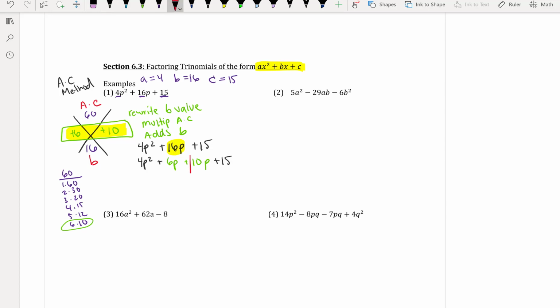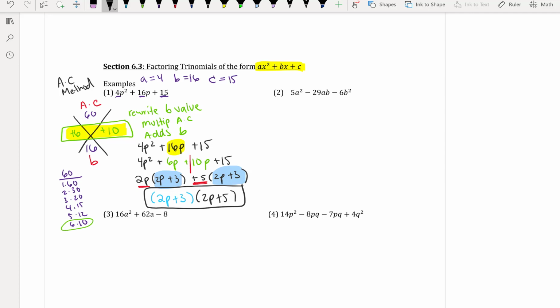So when I split it in half, the first two, what they have in common looks like it's a 2p. So I'm left with a 2p plus 3. Over here, it looks like I have a 5 in common, so I'm left with the 2p plus 3. So I can definitely see that the 2p plus 3 is going to be my common binomial factor. Whatever is left over is going to go in its own parentheses. So what's left over is that 2p plus 5. So that is one example of doing the AC method, okay?